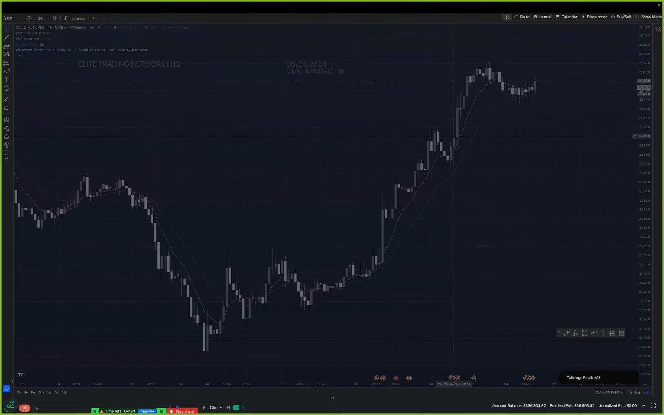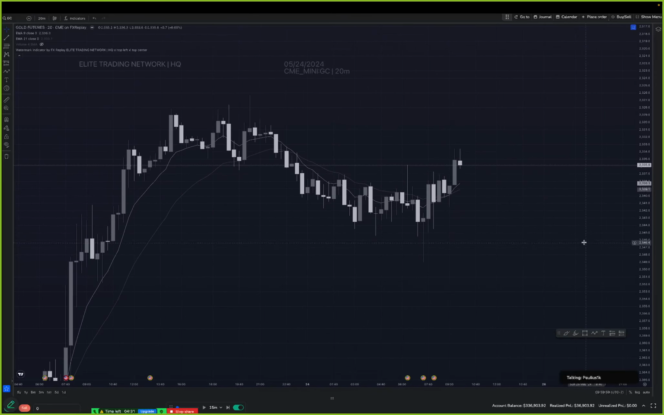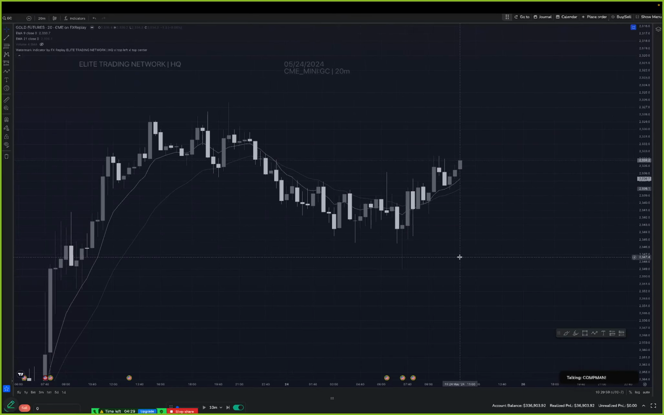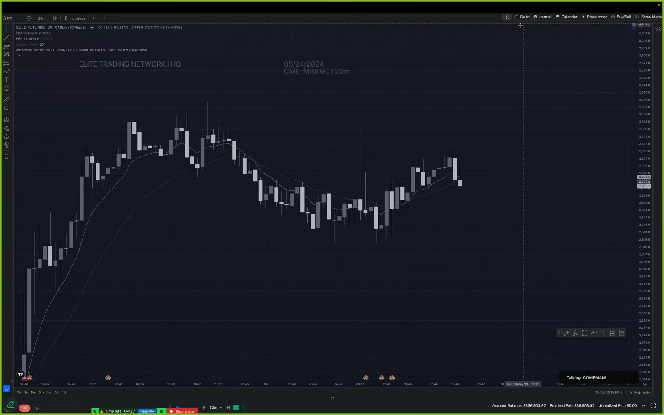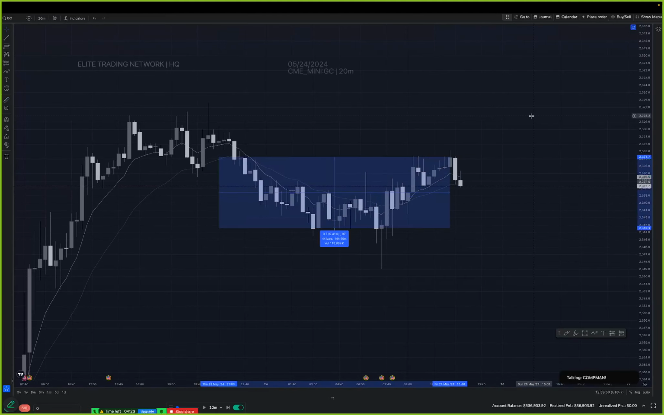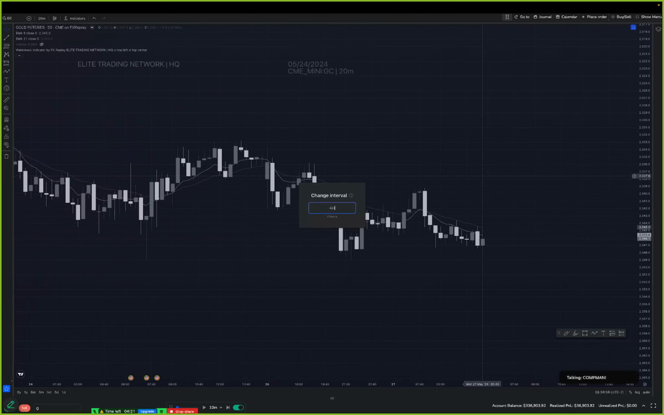So basically, look for the market to break the range, like price. And then there's nothing for that day. And notice what happened the entire day. It just chopped. So good. Go back up to the 4 hour.